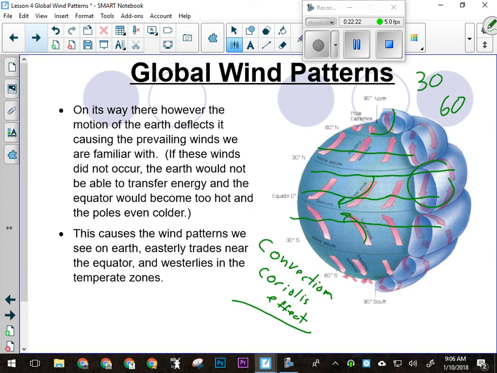So you got energy differences. Hot air rises, cool air descends. That's convection. The Earth rotates under these cycling patterns of air, and that causes a perceived deflection of the air.